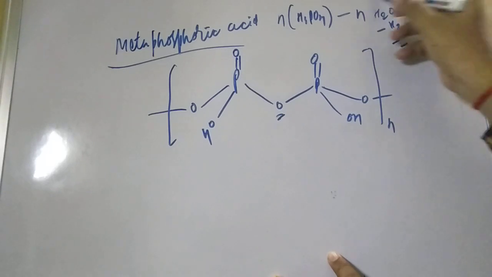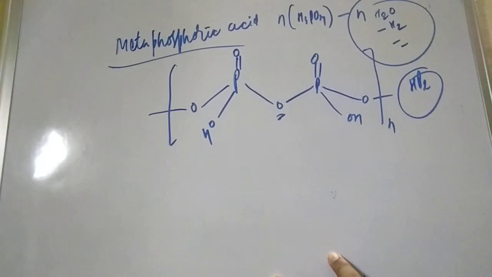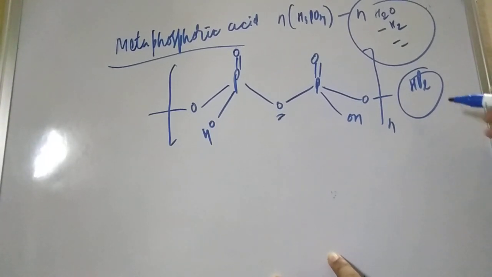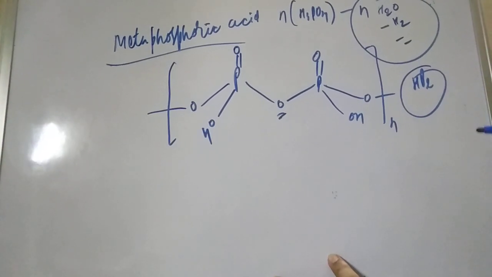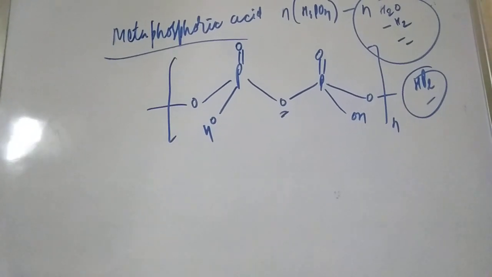So the formula is HPO2. See why HPO2? 4 hydrogens are getting removed from 2 molecules. So the formula is HPO2. This is all about metaphosphoric acid, and the basicity will be N.